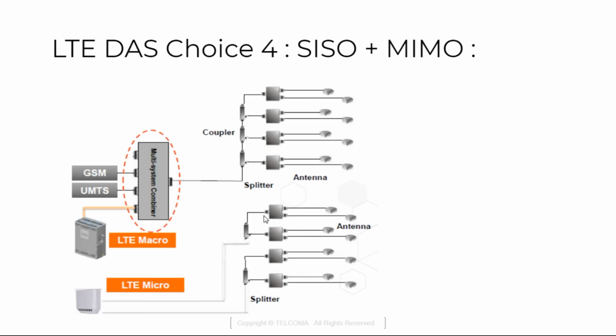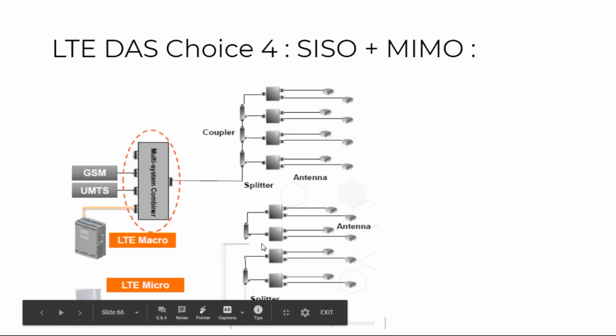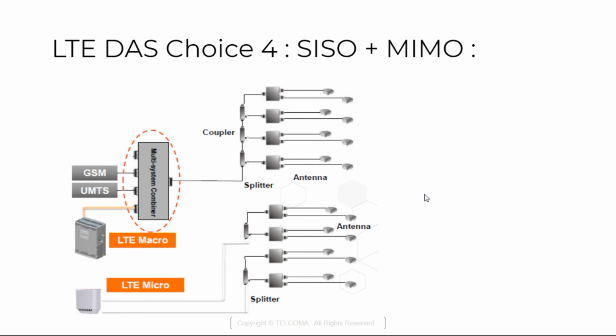The fourth choice is SISO and MIMO. Here we have different cell configurations like macro cell and micro cell. This is a macro cell, where the multi-system combiner is there, and this one is a micro cell. Pass to the splitter and then antennas. So these are the different IBS LTE options.